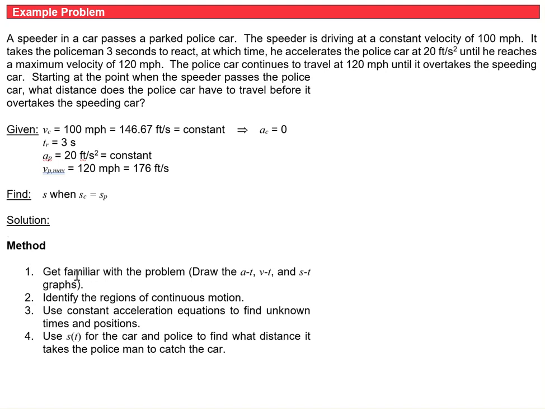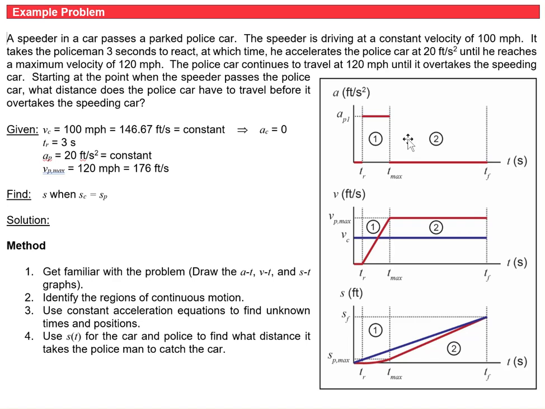So first, we want to get familiar with the problem and draw the graphs, right? Because graphs are really helpful. So we're going to do acceleration-time, velocity-time, and position-time. This is an erratic problem because there are several different regions, so we're going to identify those. All the accelerations in this problem are constant, so we'll use the constant acceleration equations to find unknown variables. And then we'll set the positions equal between the car and the policeman. All right, so first we want to draw graphs.